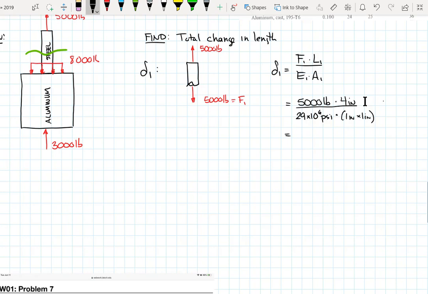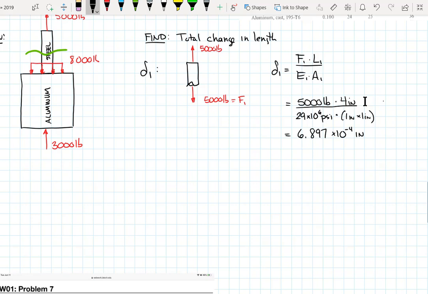So we have 5,000 pounds. Multiply that times 4 inches. We divide by 29 million PSI. And then we divide by 1, so it doesn't change anything. So I get delta 1 is 6.897 times 10 to the negative 4th inches.